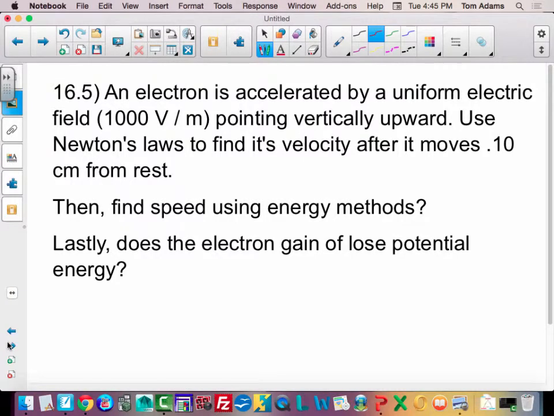Problem number 5, it says an electron is accelerated by a uniform electric field of 1,000 volts per meter pointing vertically upward. Use Newton's laws to find its velocity after it moves 0.10 centimeters from rest. Then find the speed used in energy methods. And lastly, does the electron gain or lose potential energy?